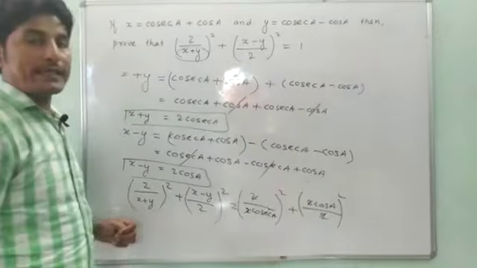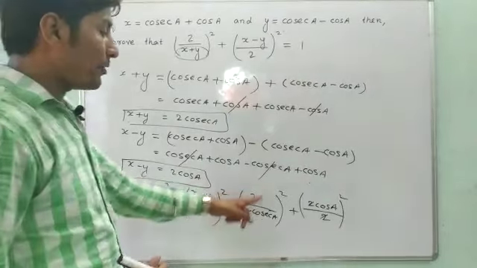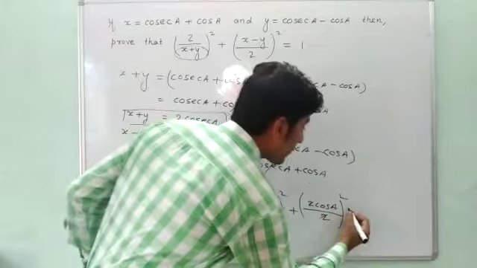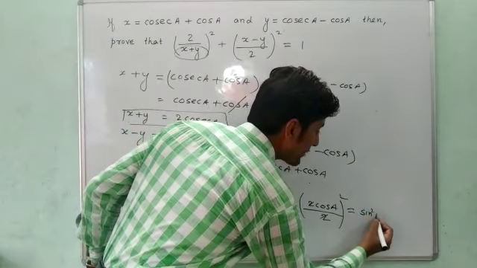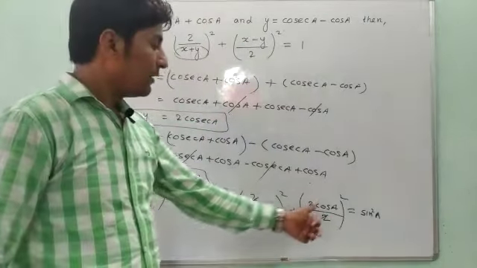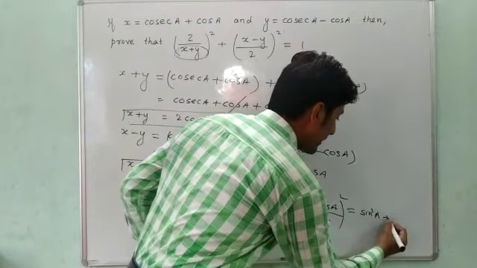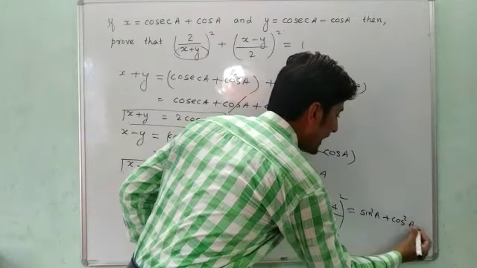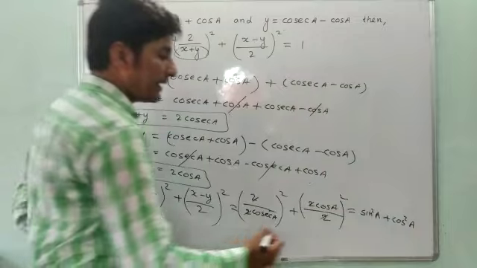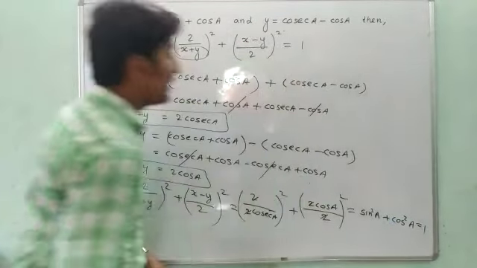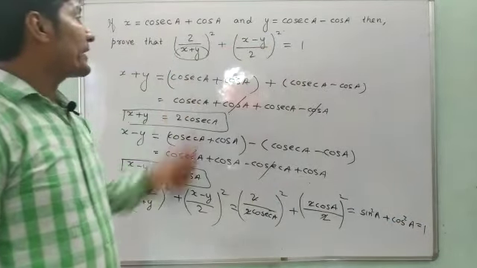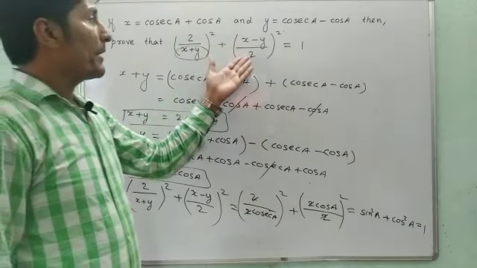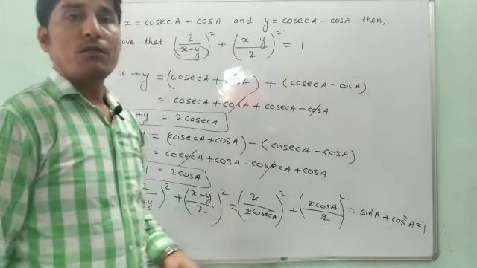1 upon cosec theta equals sine theta. There is a square, so we can write here sine square a. Similarly, cos square a, plus cos square a. As we know, sine square a plus cos square a equals 1. So finally we got (2 upon x plus y) whole square plus (x minus y upon 2) whole square equals 1.